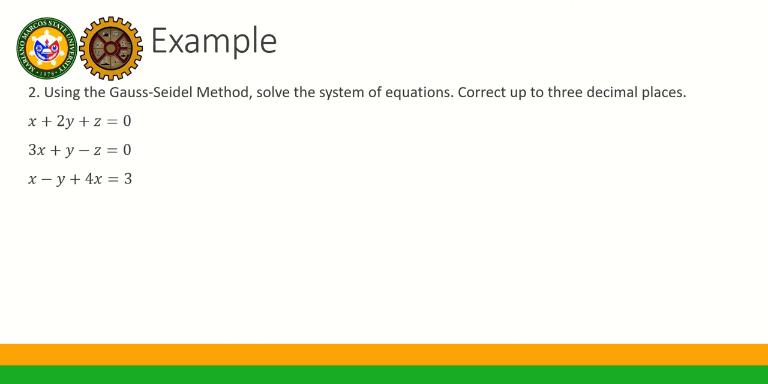Okay, so let's continue our discussion in Gauss-Seidel method. Solve the system of equations using the method and correct up to 3 decimal places. Okay, so we try to write the augmented matrix for this one.